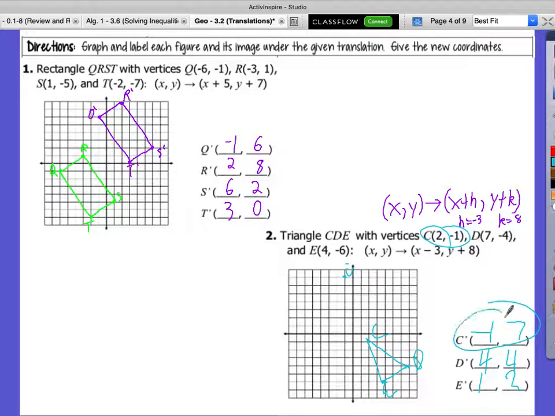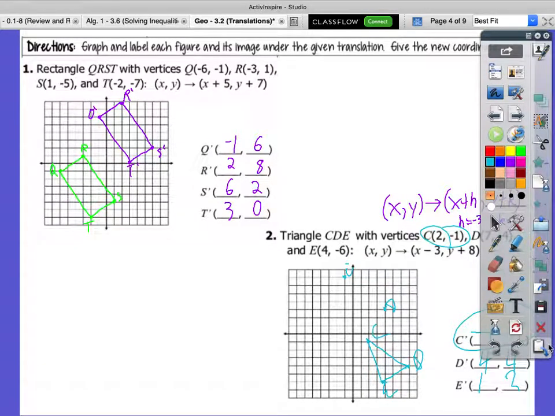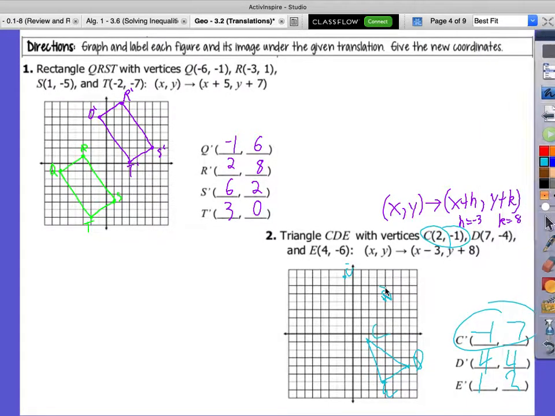Okay, and then you take 4 and then 4, so you go over 4, and then you go up 4, and then you put that there, and that's D prime. Remember they're prime. No, it's 1, 2, 3. Okay, look, D prime. Good job, Rachel. Don't forget the prime. I put the prime.